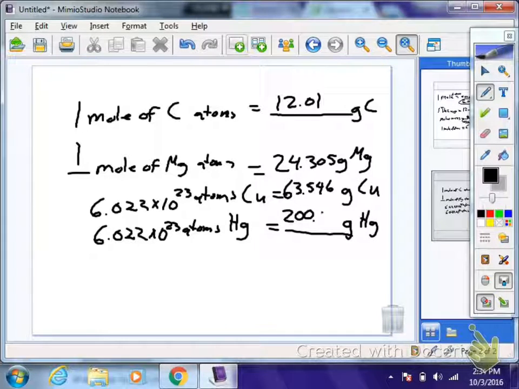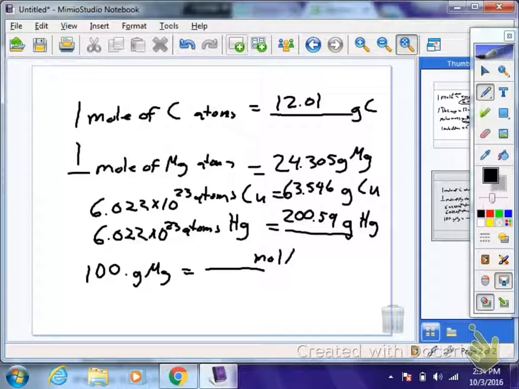200.6 to 200.59 grams. Okay? So now, these are our conversions. Let's just take one of them. Now, you're not going to have to do this every time that you have to do a conversion, but let's say that we have 100 grams of magnesium, and we want to know how many moles of magnesium we have.